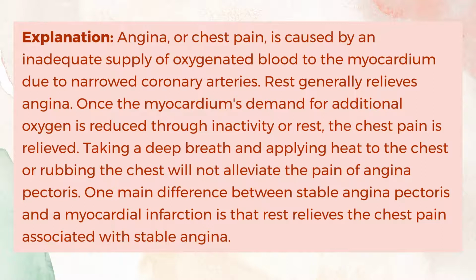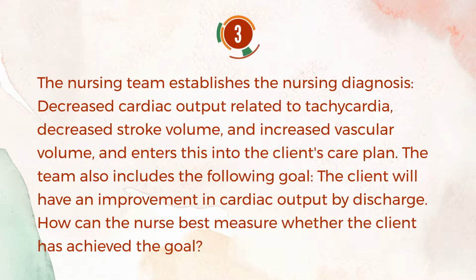Number 3. The nursing team establishes the nursing diagnosis: decreased cardiac output related to tachycardia, decreased stroke volume, and increased vascular volume, and enters this into the client's care plan. The team also includes the following goal: the client will have an improvement in cardiac output by discharge. How can the nurse best measure whether the client has achieved the goal?